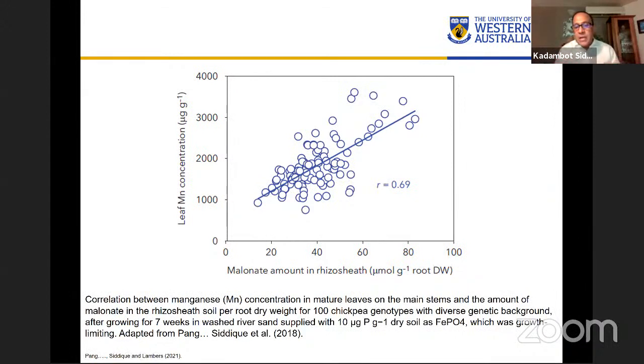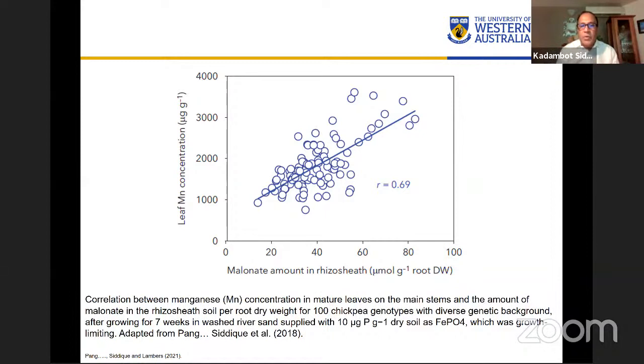This is very encouraging, and this was published in New Phytologist, where we were able to show that there's a good correlation. Bingo. So at least the breeders can go and take the leaf and measure the manganese, or now we are working towards the molecular markers, because the chickpea genome sequencing for the 3000 we published with Rajeev Varshney et al. last year in Nature Genetics.